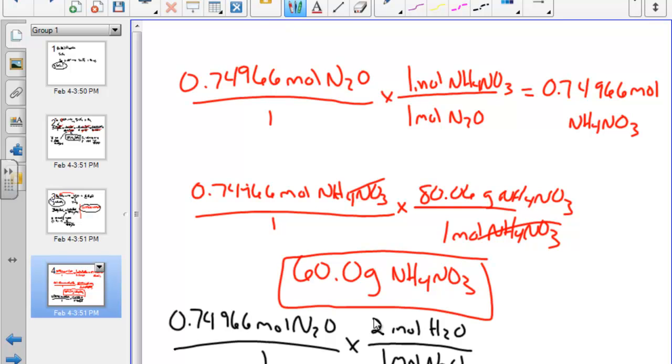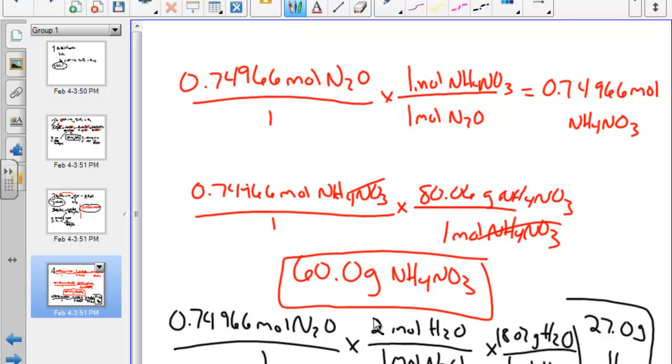So I take 0.74966 times 2, and then I'm going to say 1 mole H2O is 18.02 grams of H2O. So I'm going to multiply 0.74966 times 2, and then multiply that by 18.02. I'm going to get an answer of 27.0, 3 significant figures, grams of H2O.